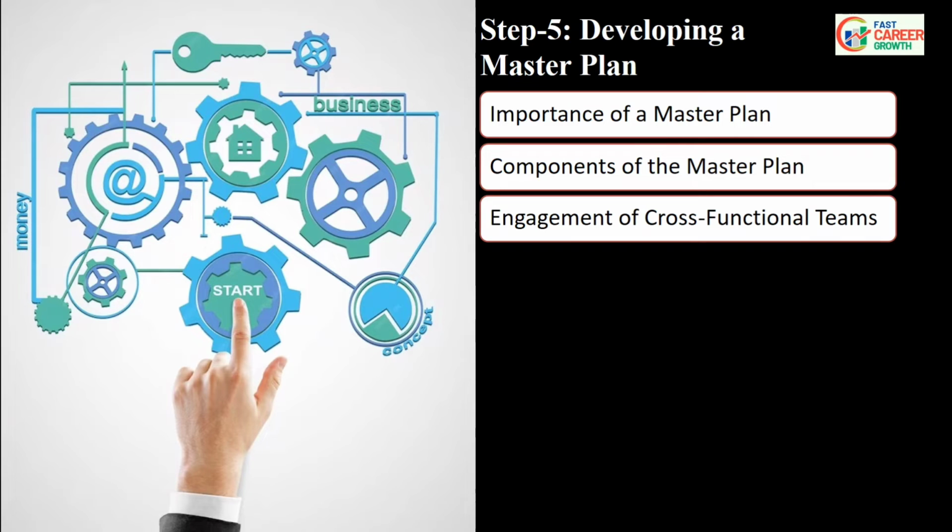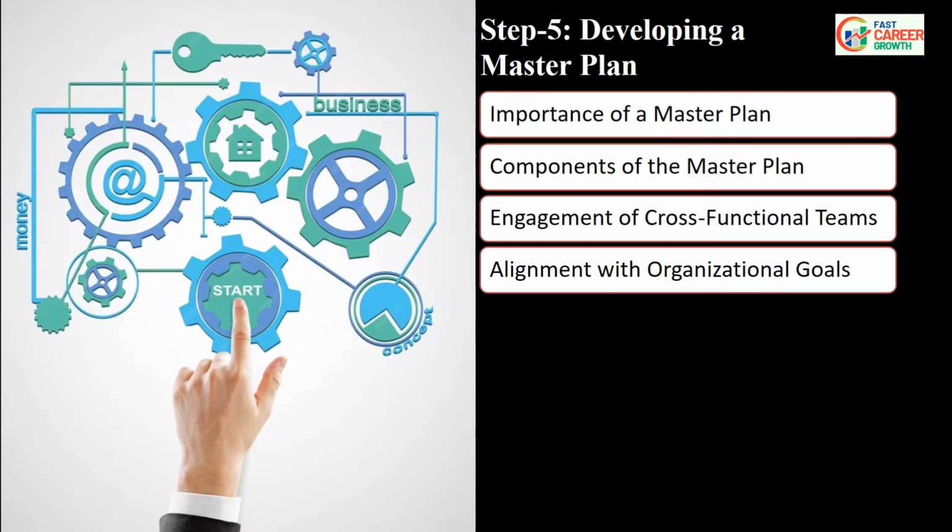Highlight the involvement of cross-functional teams in the development of the master plan. Emphasize that their input and expertise are crucial for creating a realistic and effective plan. Alignment with organizational goals. Stress the importance of aligning the master plan with the organization's broader strategic goals and objectives. Explain how TPM can help the organization achieve these goals.